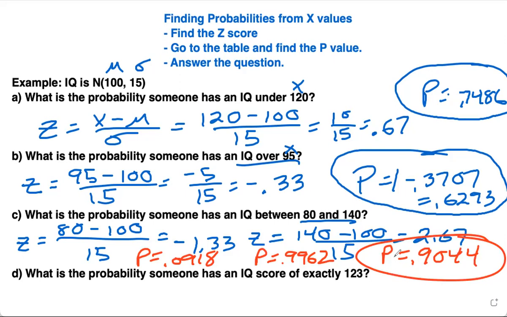What is the probability someone has an IQ of exactly 123? No chance. Because if it's a normal distribution, it is continuous, and we can't pinpoint exactly. There's no shaded region. All this under, over, and in between is over an interval, over a region. If there's no region, then there is 0 for the probability. So there's several examples dealing with, again, below, above, in between, and exactly when you're finding a probability from a given input x value.